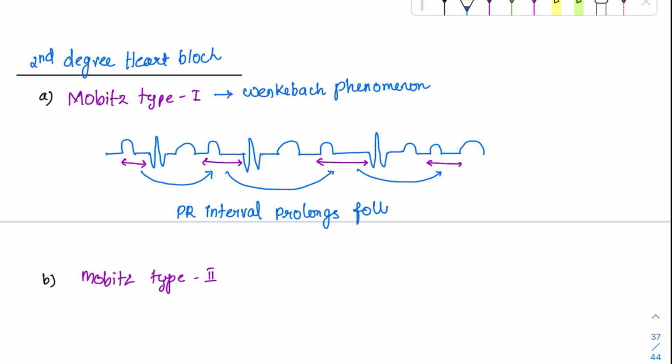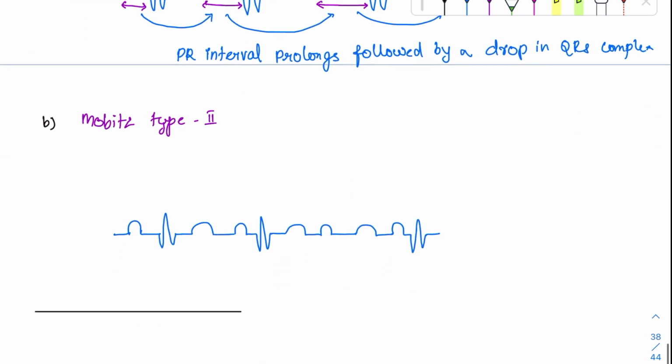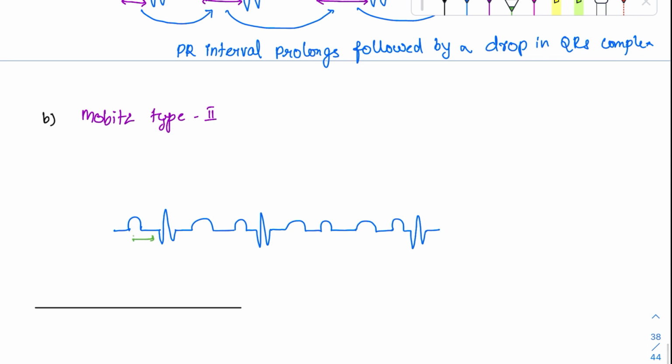The PR interval prolongs, followed by a drop in the QRS complex. So there should be a prolonging in every beat and finally a QRS should be dropped. Only when there is a prolongation, it is first degree. If it is prolonging and dropping, it is Mobitz type 1, or the Wenckebach phenomenon, or the second degree heart block.